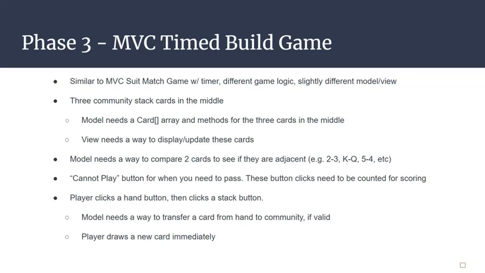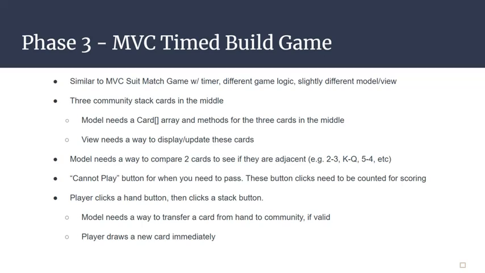I think also something you'll need to add into the model is a way to compare 2 cards to see if they're adjacent, since this build game is basically, you compare 2 cards to see if they're adjacent. Like 2-3 is adjacent, or King Queen, and those are the valid cards you can play. So you'll need a method to check if a card being played is valid.